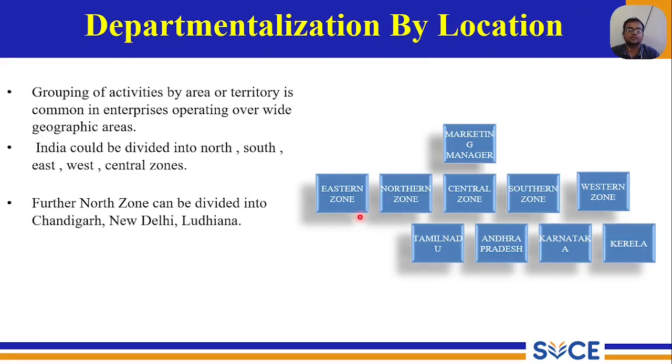The next one is departmentalization by location. It is purely based upon the territorial and geographic location of where the process is happening. A good example is all your TCS, CTS.